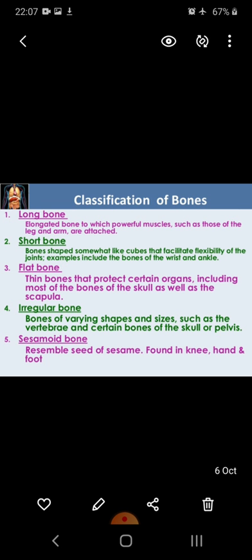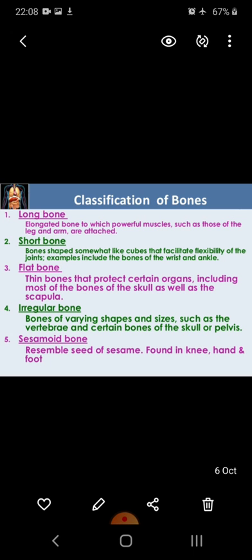Now we will discuss flat bones. Usually these bones are found where protection is required, such as the bones of the skull, scapula, and ribs. There is always a large surface on flat bones for the attachment of muscles.